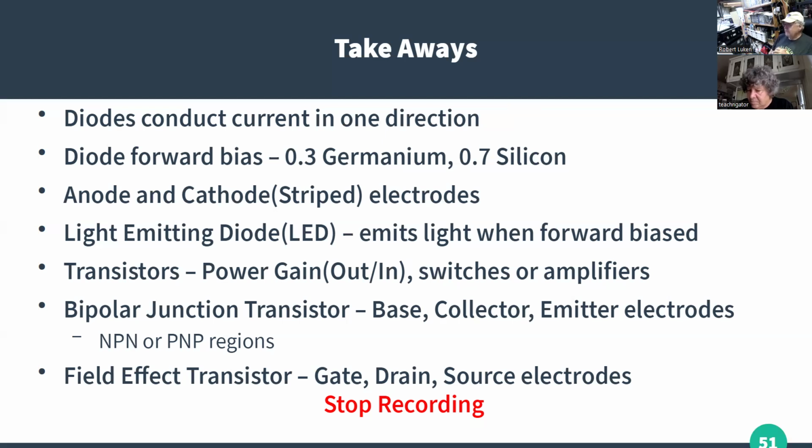Transistors have power gain, and they can be used as a switch or an amplifier. We can have bipolar transistors, which have base, collector, and emitter electrodes, and there's both NPN and PNP types. We can have field effect transistors, which have a gate, a drain, and a source. And again, they can be used as switches or amplifiers, and they have NPN and PNP versions.